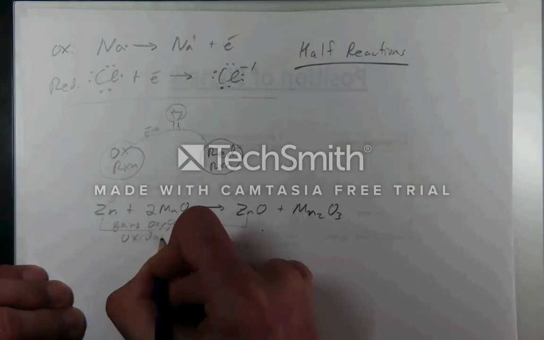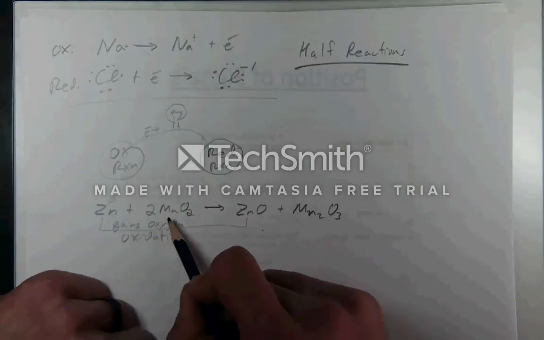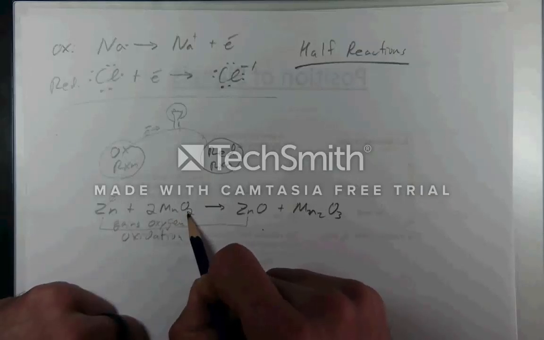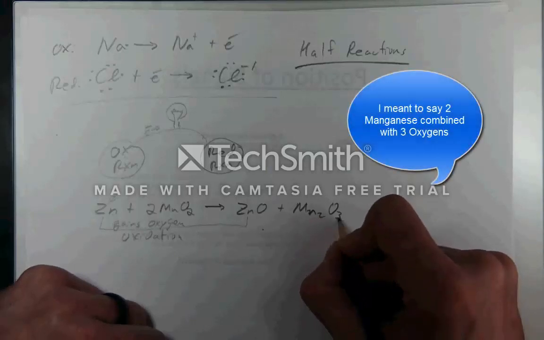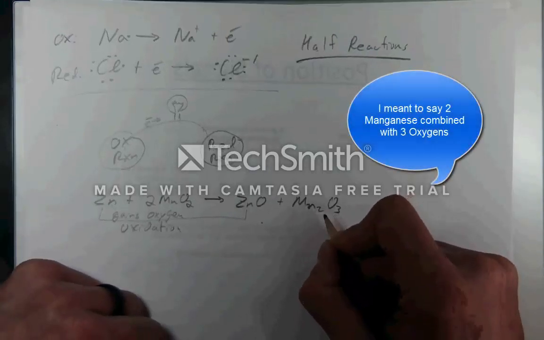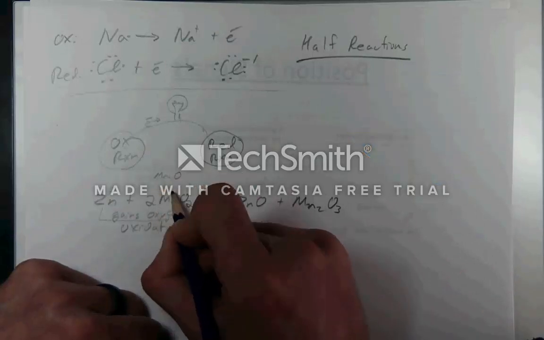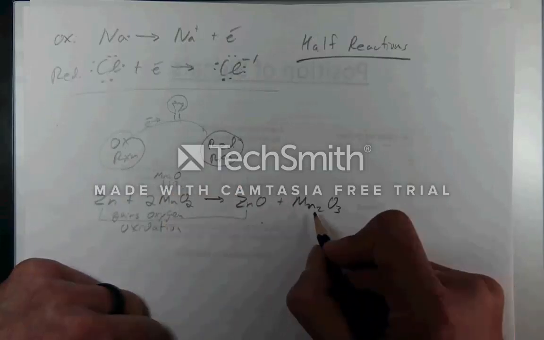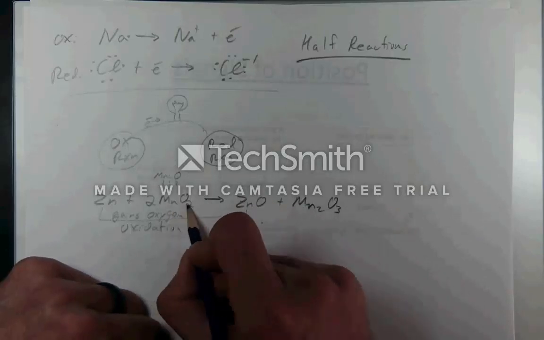So that's oxidation. This one is a little bit trickier for the manganese. Here, we have one manganese atom combined with two oxygens. Over here we have one manganese combined with three oxygens. So the ratio here of manganese to oxygen is 1 to 2. And how did I get that? Well, one manganese, two oxygens.